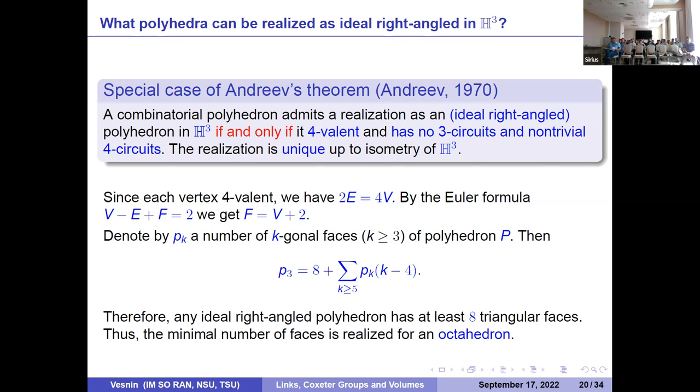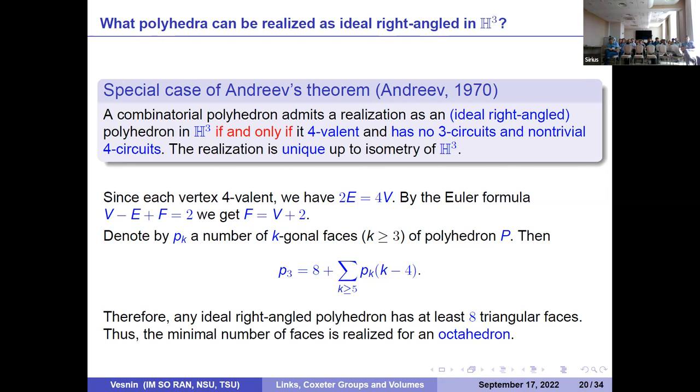In a very specific case, when we are interested only in right angles and only ideal vertices, Andreev's theorem gives the following. A combinatorial polyhedron admits a realization as an ideal rectangular polyhedron in Lobachevsky space if and only if it is four-valent, I mean, each vertex is incident to exactly four edges. Moreover, if you consider the surface of this polyhedron, there are no three-circuits, so there is no closed curve which intersects exactly three edges. And there are no non-trivial four-circuits: if there is a closed curve on the surface that intersects four edges, it is just a curve around a vertex. So these are very combinatorial conditions. They can be checked by a computer. And moreover, what is important, the realization is unique up to isometry.